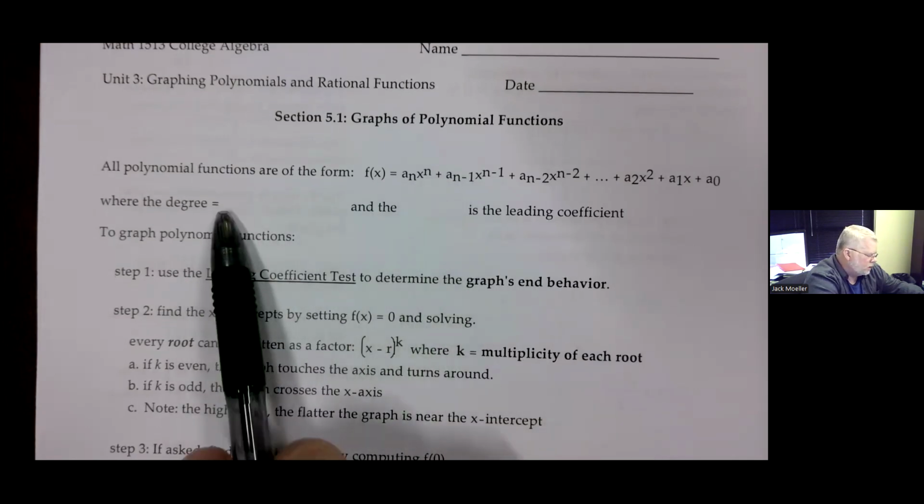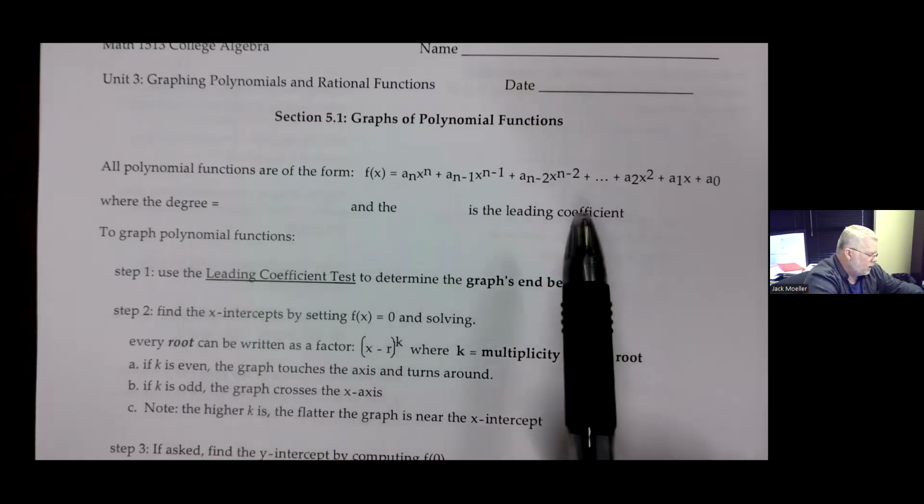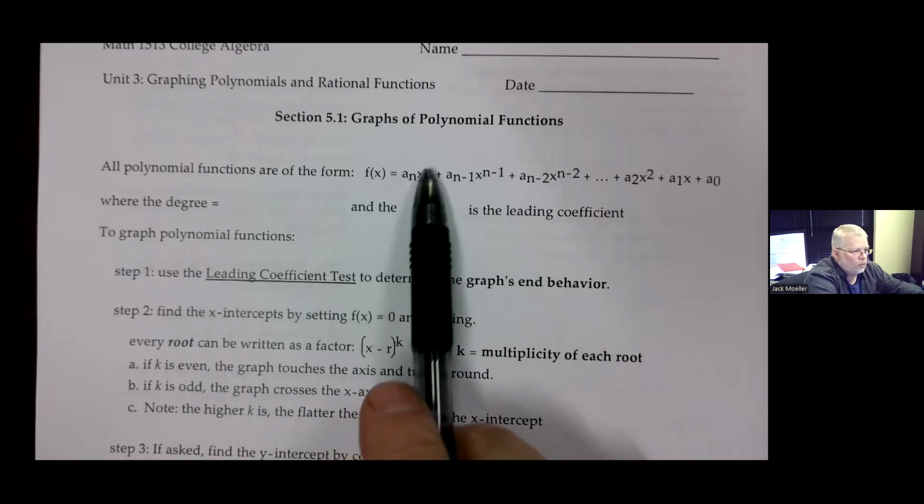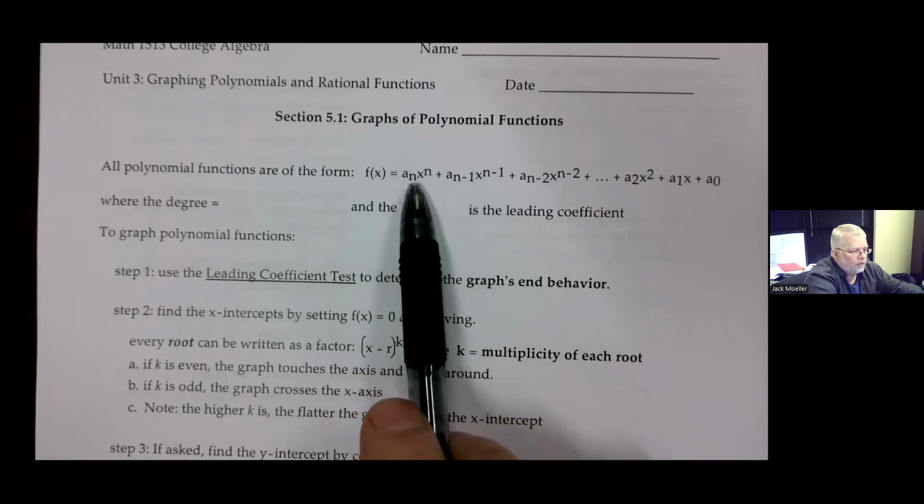But the degree gives you the overall shape. So the degree is important. And then the other thing is the leading coefficient. Remember, the leading coefficient is that coefficient wherever we get the degree from.